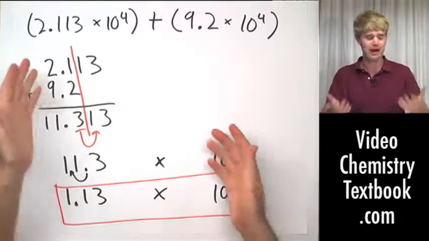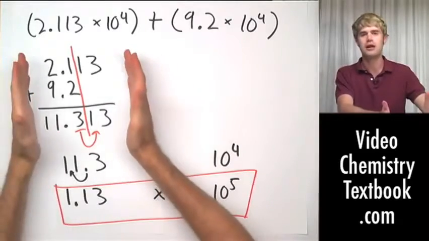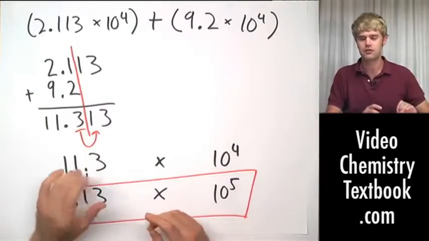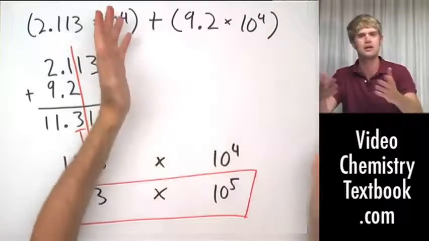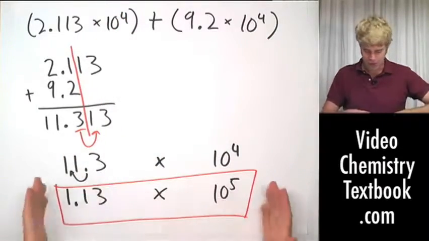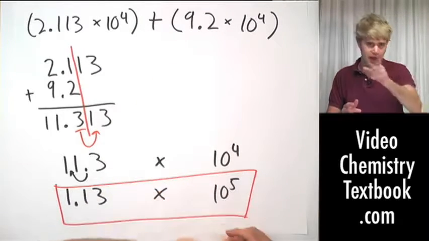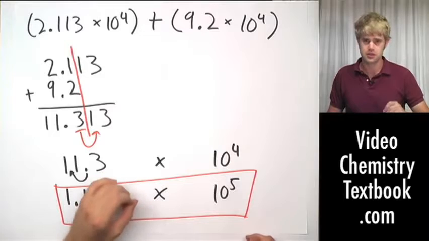So we do the math, addition, subtraction, multiplication, division, just like we would any other problem, paying attention to significant figures, not worrying at all about the 10 to the whatever power, round it, and then we make sure that our final answer is in correct scientific notation. But that is scientific notation and significant figures.